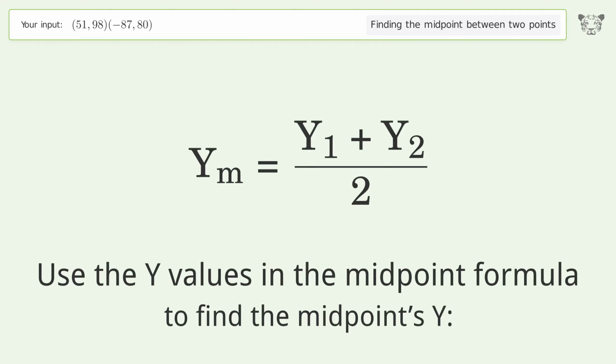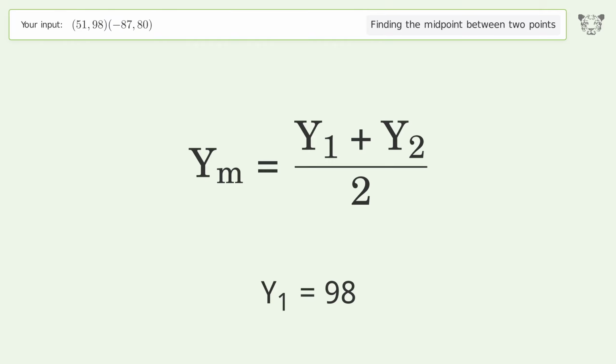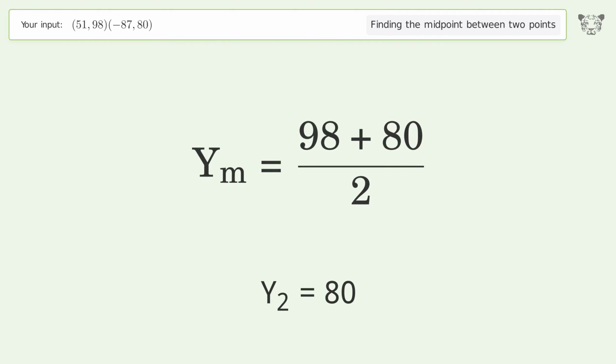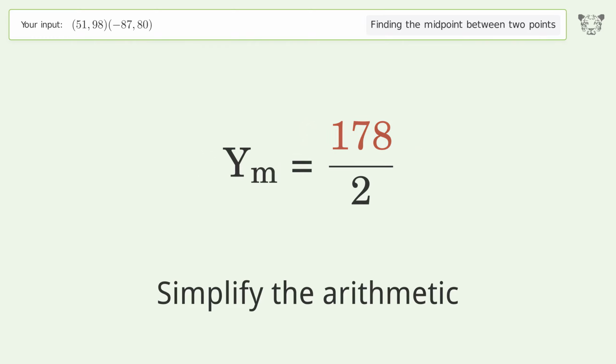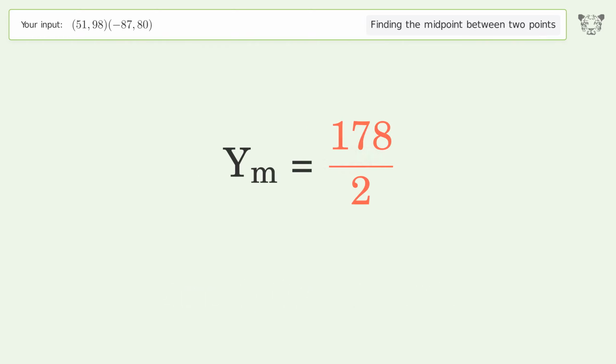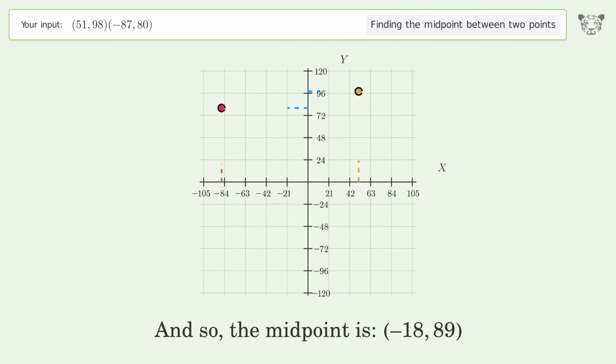Use the y values in the midpoint formula to find the midpoint's y. y1 equals 98. y2 equals 80. Simplify the arithmetic. And so, the midpoint is, negative 18, 89.